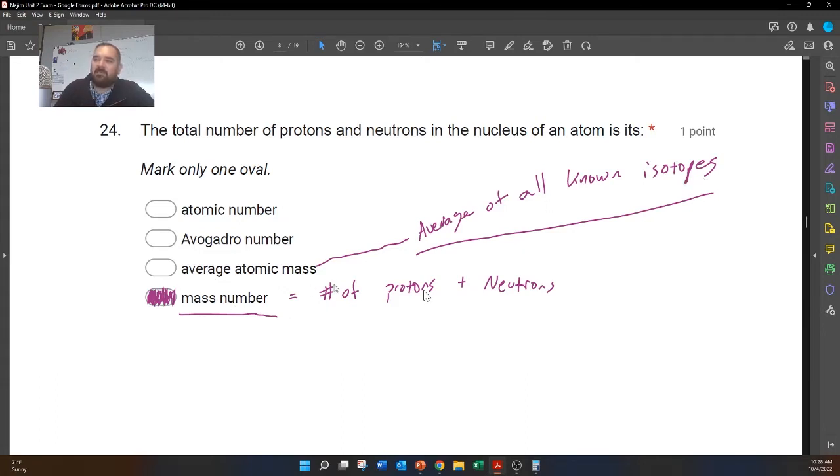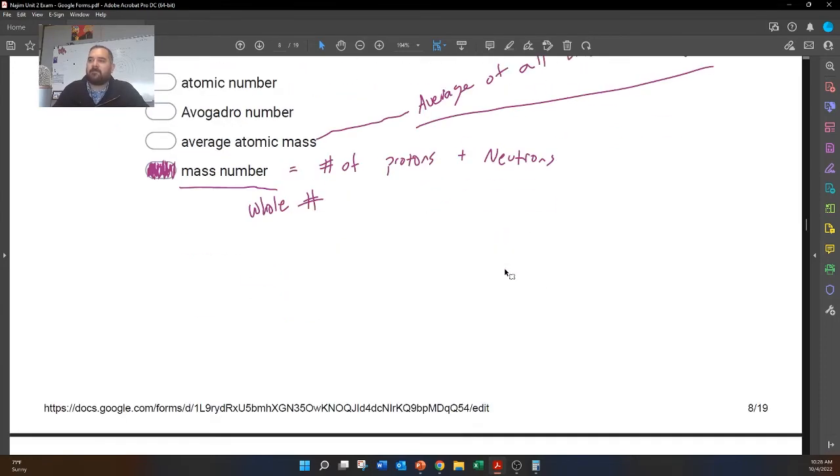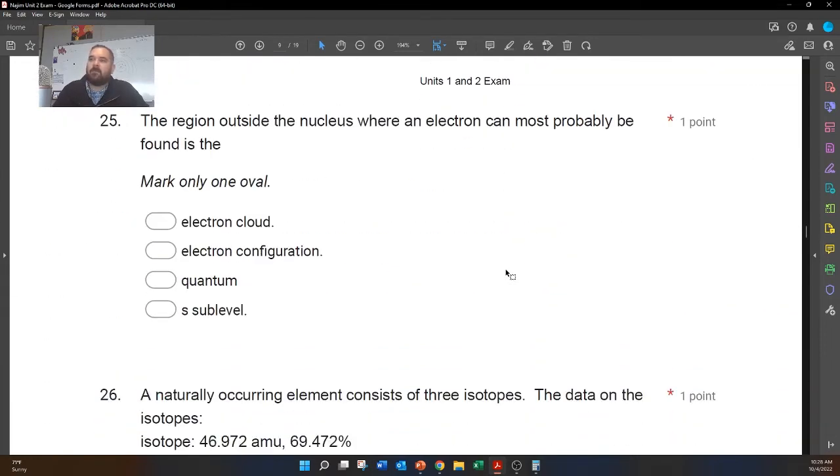The mass number, that's just the number of protons and the number of neutrons. You're going to see both of these on the test, and you have to be able to differentiate between the two. So the mass number is always a whole number. The average atomic mass is never a whole number. The region outside the nucleus where the electrons can most probably be found, that's called the electron cloud.